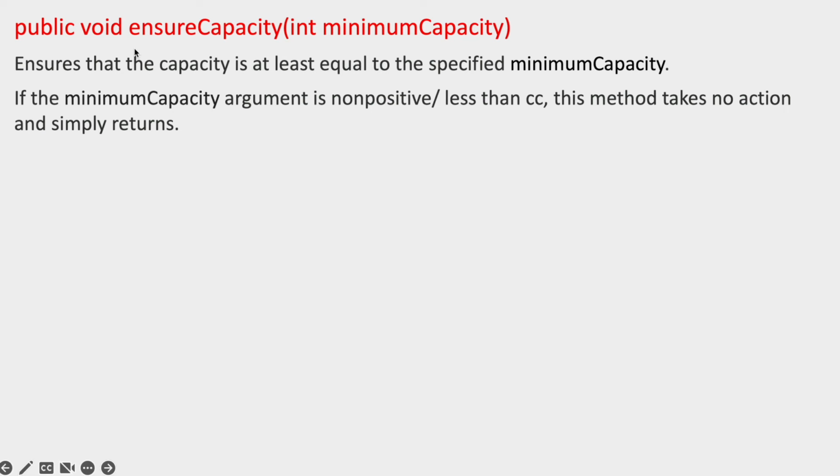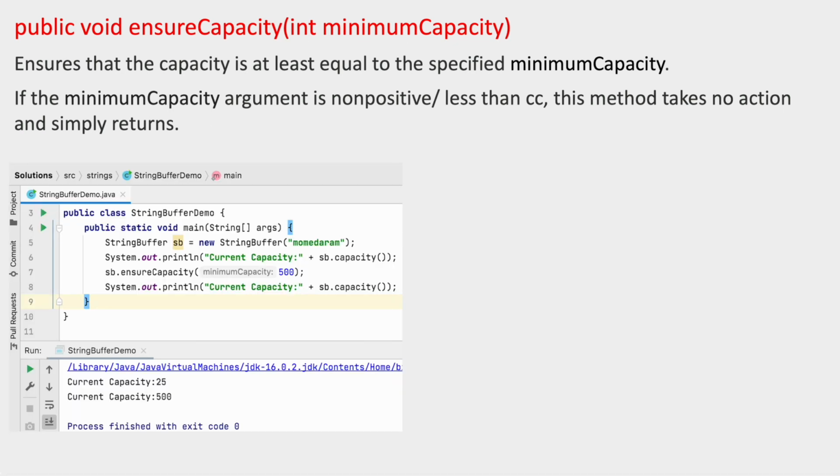The next important method is ensureCapacity. This ensureCapacity method is used to ensure the capacity is at least equal to the specified minimum capacity. If the minimum capacity argument is non-positive or less than the current capacity, this method takes no action and simply returns. Let us see an example so that we will understand clearly.